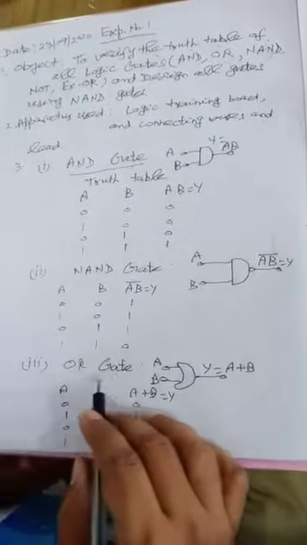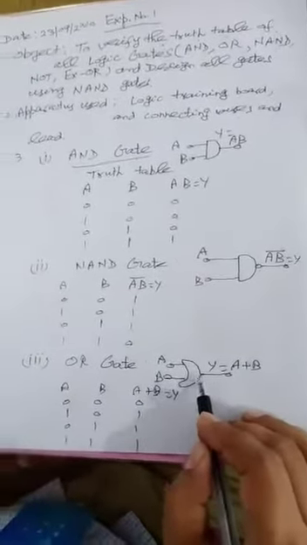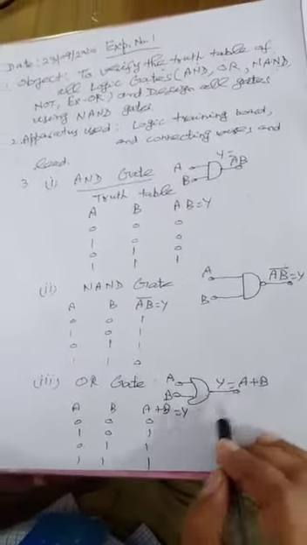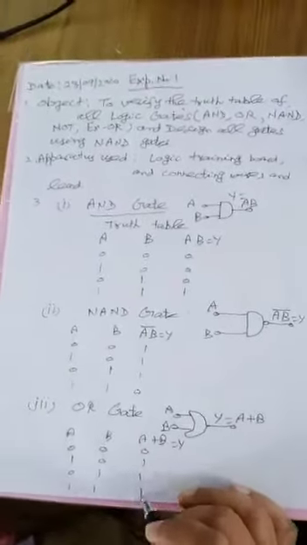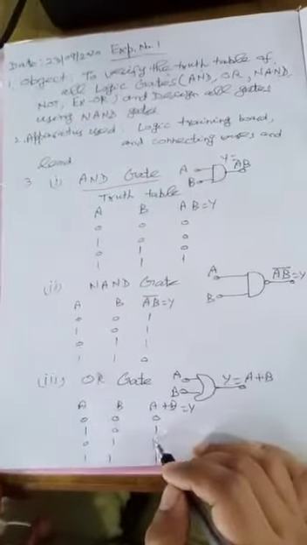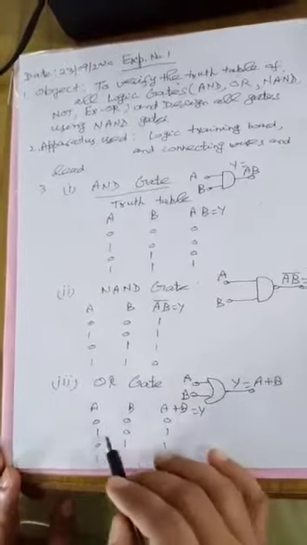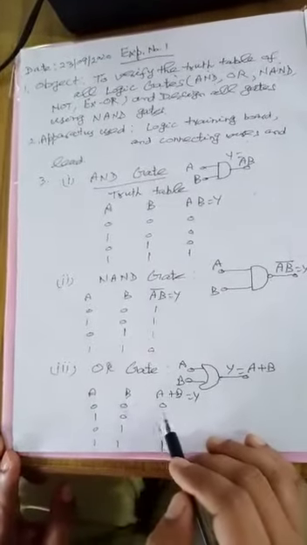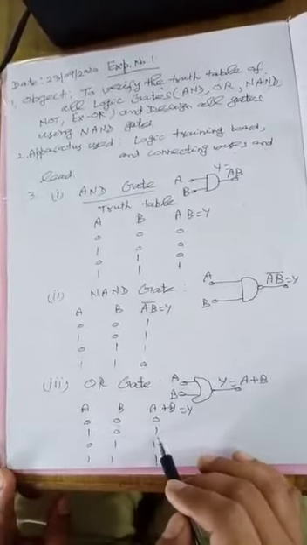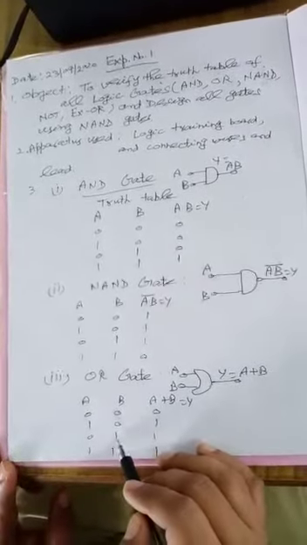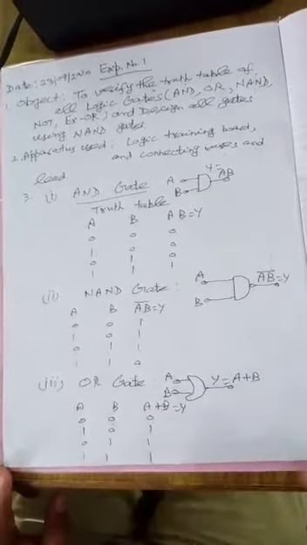Next gate is OR logic gate. That is its circuit symbol, like this. This is a two input OR logic gate. Its output will be 1 when any one input is 1, that is either A is 1 or B is 1 or both are 1. That is, when A is 0, B is 0, output is 0. When A is 1, B is 0, output is 1. When A is 0, B is 1, output is 1. When A is 1, B is 1, output is again 1.